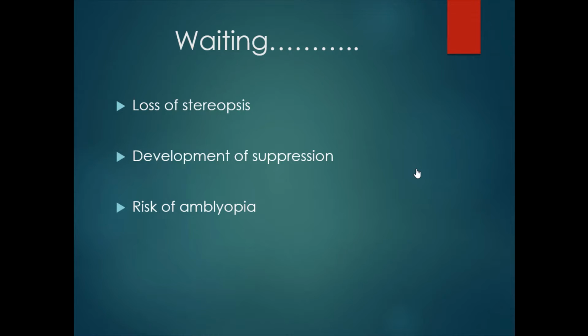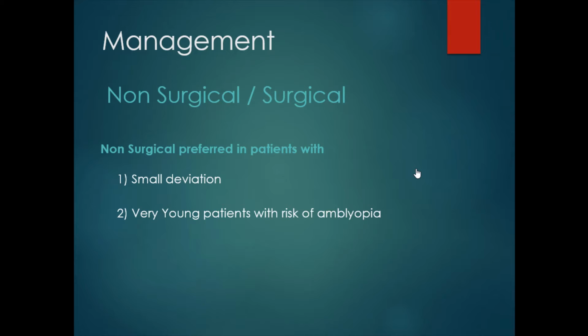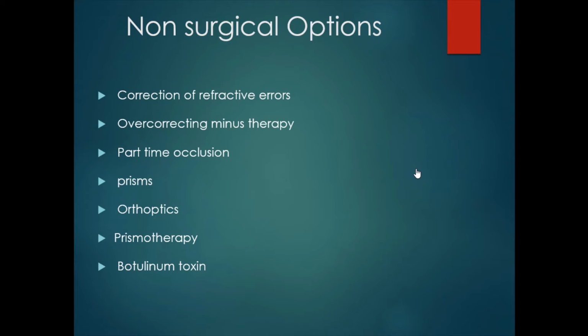So what happens if you wait, if you don't treat them at the right time? There will be loss of stereopsis, the child can develop suppression, and there is a risk of underlying amblyopia. The management can be two modalities, non-surgical and surgical. Non-surgical usually in very young children who are not ready for surgery yet, or in small deviations, and surgical for other patients who have a larger angle or above the age group.